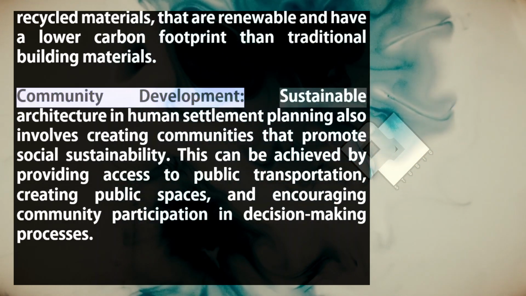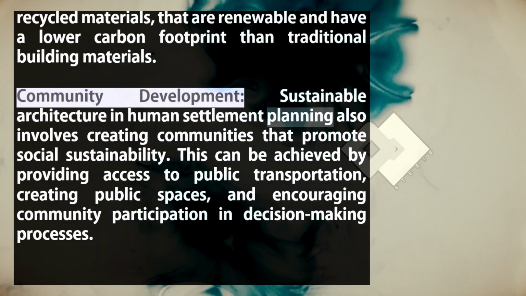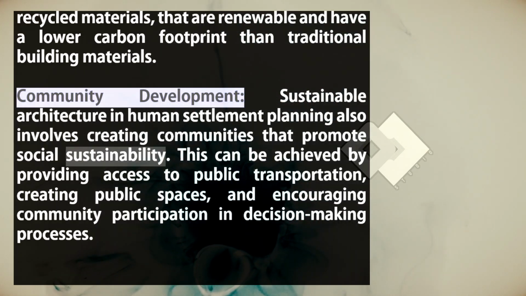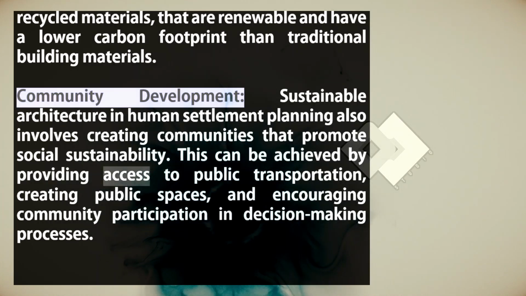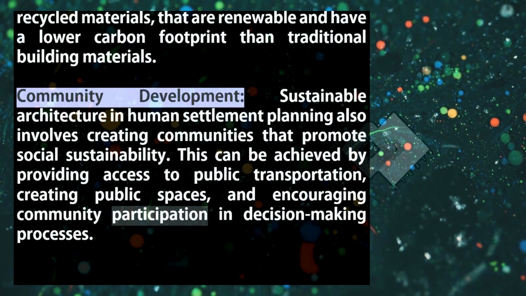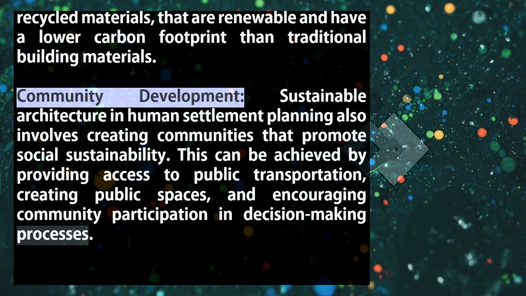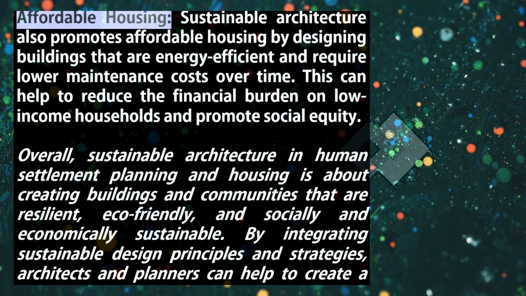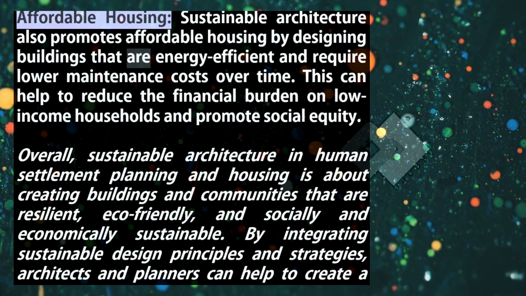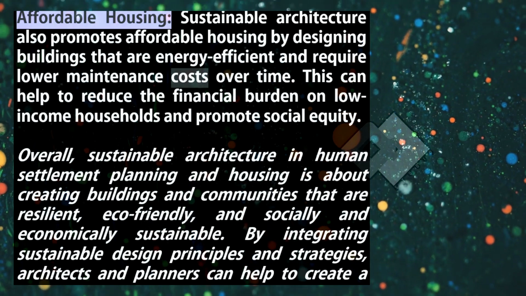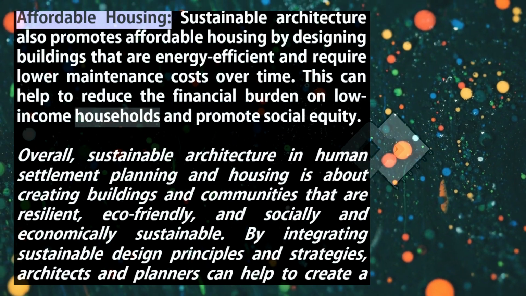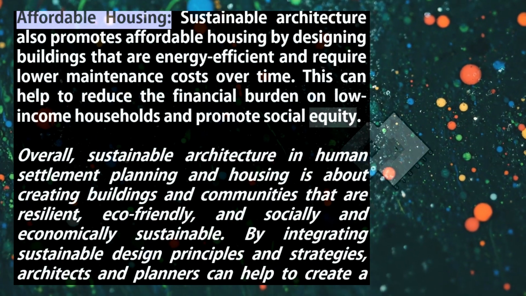Community development. Sustainable architecture in human settlement planning also involves creating communities that promote social sustainability. This can be achieved by providing access to public transportation, creating public spaces, and encouraging community participation in decision-making processes. Affordable housing. Sustainable architecture also promotes affordable housing by designing buildings that are energy efficient and require lower maintenance costs over time. This can help to reduce the financial burden on low-income households and promote social equity.